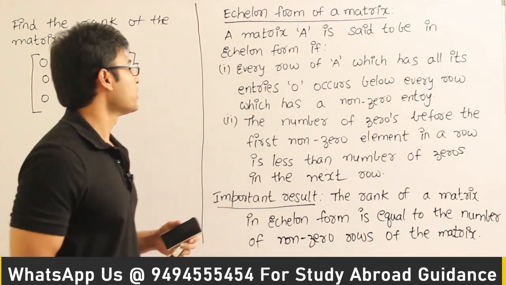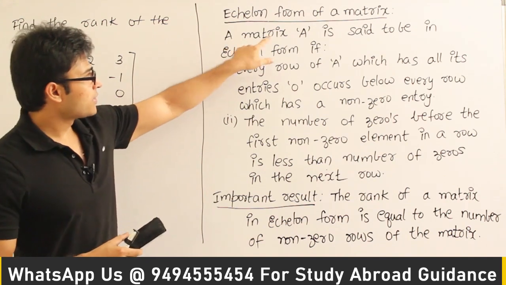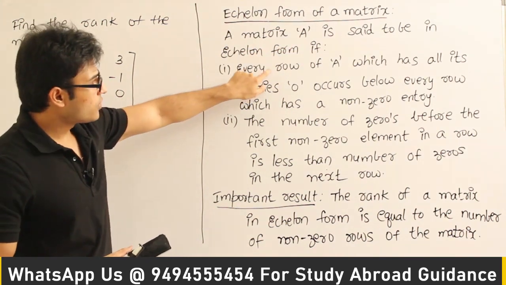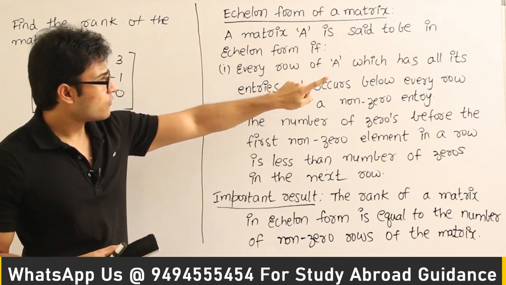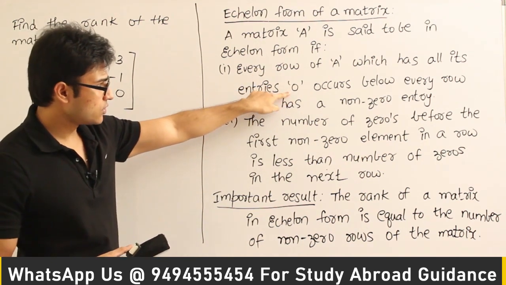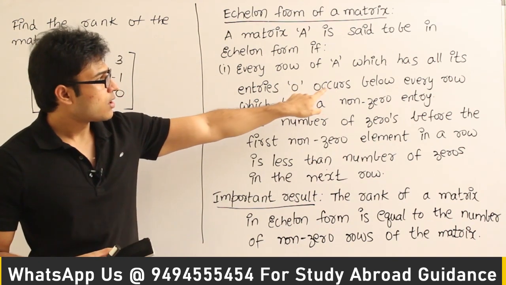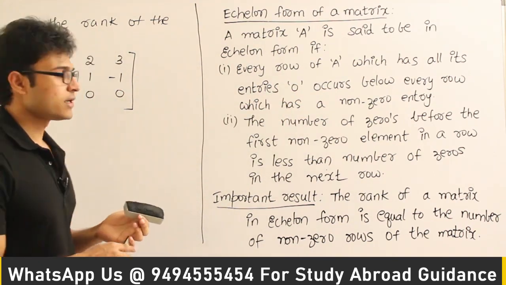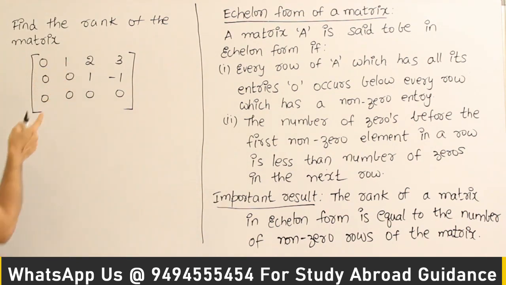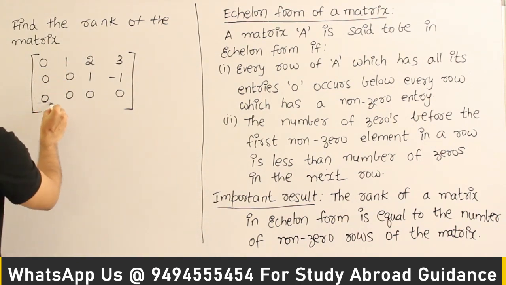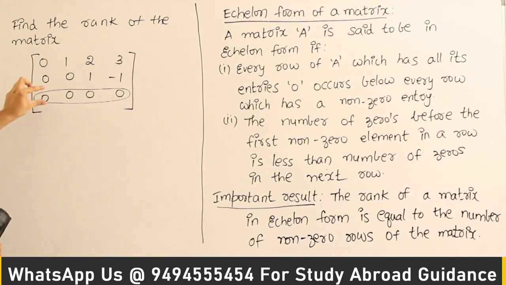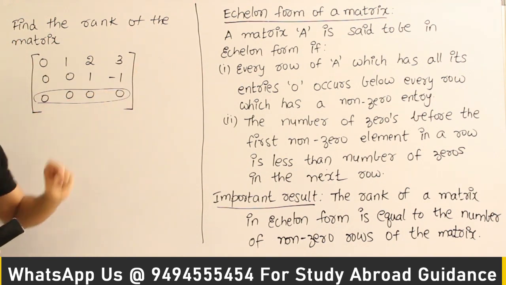Okay, so watch it. A matrix capital A is said to be in echelon form if every row of capital A which has its entries 0 occurs below every row which has a non-zero entry. It means that, see this, in this matrix, this is a row containing all 0 elements, right? So every row which has all zeros should be at the bottom. That is the meaning of it.